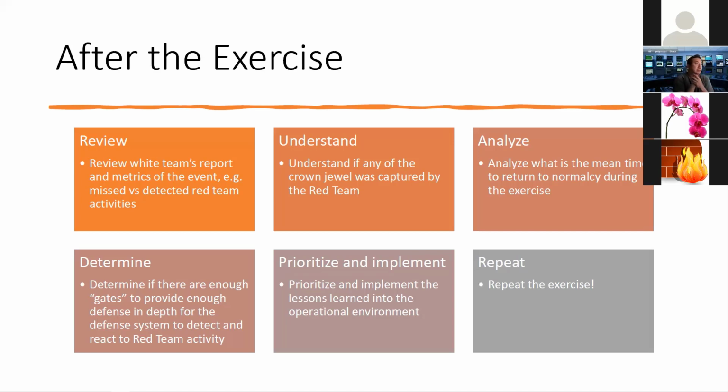Prioritize and implement. Now that you know all these capabilities, you need to know what the mean time of return to normalcy is. Now you know whether or not you have enough gates. How do you pay for them, right? Who is going to pay for them? How are you going to react to them? Who's going to implement all these controls that you're going to do? That is something that you have to put in the operational environment.